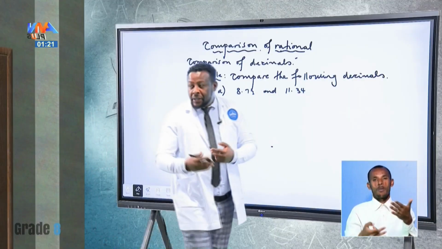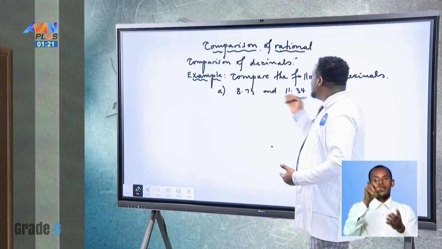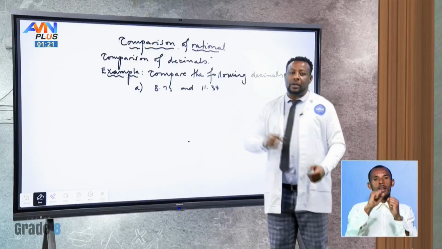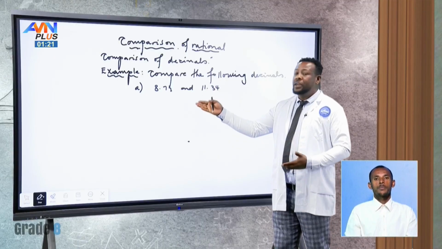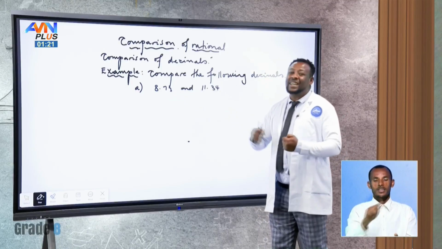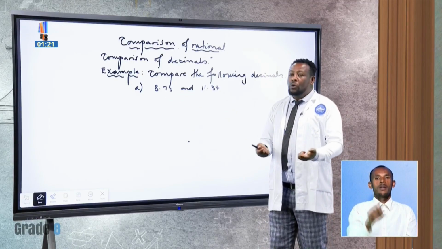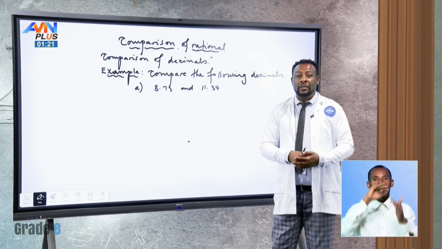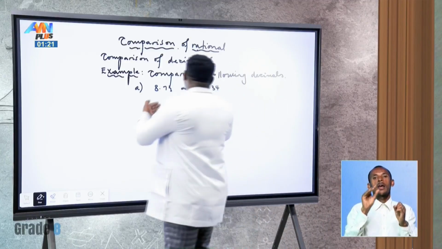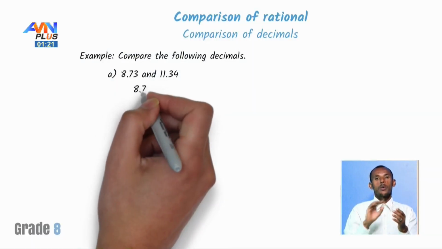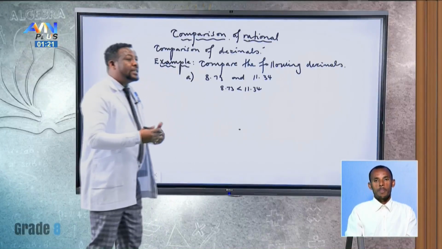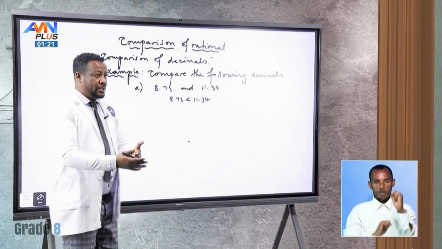Here, if you are asked to compare these two decimal numbers, the first thing that you need to do is compare the integer parts. As you can see, the integer part for the first decimal is 8, and the integer part for the second decimal is 11. So clearly 8 is less than 11, so we don't compare the tens and the hundreds digit. We stop here and we write 8.73 is less than 11.34, okay? So this is how we compare decimals, okay?